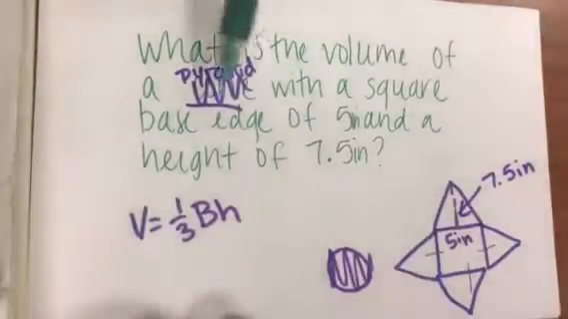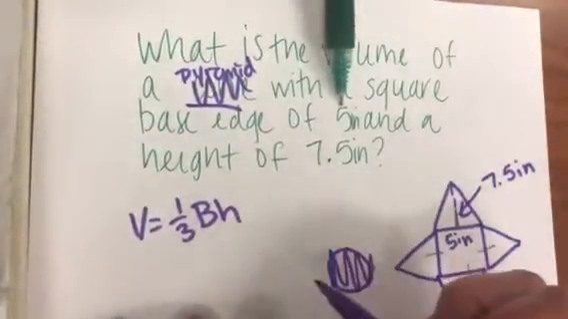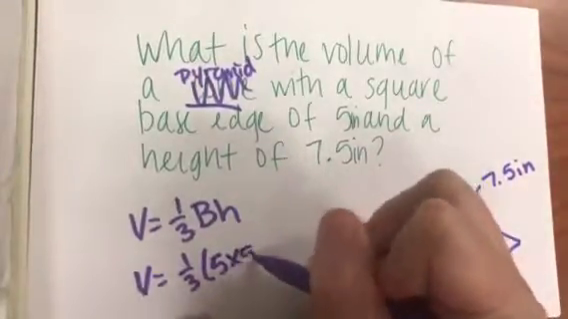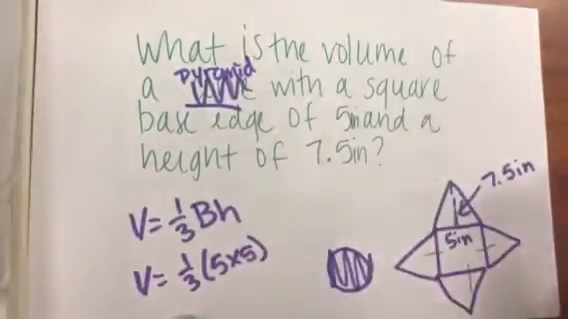Okay, I know that the base edge is 5, so that means that my area of my base is going to be 5 times 5, which is 25. Then the height is 7.5.